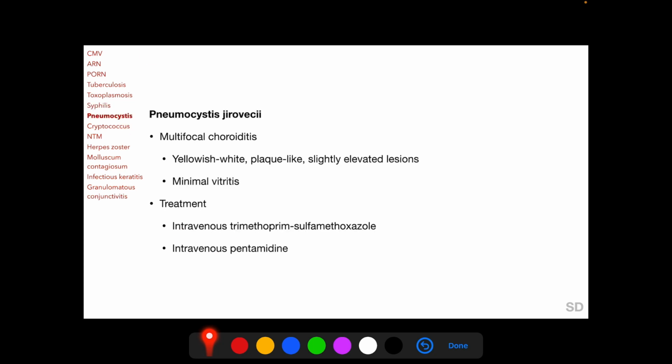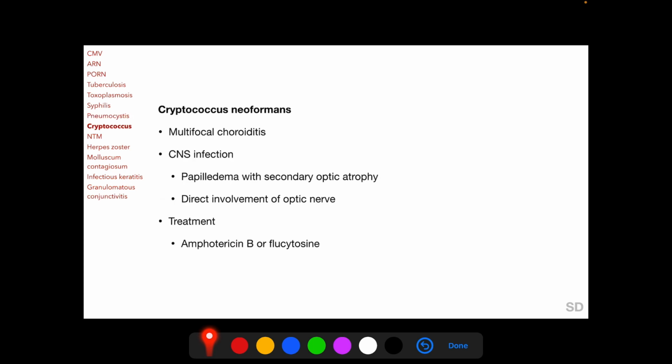Pneumocystis and Cryptococcus produce multifocal choroiditis with minimal vitritis, and pneumocystis infection is treated with intravenous trimethoprim-sulfamethoxazole or intravenous pentamidine. Ocular cryptococcal infection in HIV/AIDS patients also presents with multifocal choroiditis like pneumocystis, and with an associated CNS infection, papilledema may occur with secondary optic atrophy, or there can be direct involvement of the optic nerve. Treatment of cryptococcosis is with amphotericin B or flucytosine.